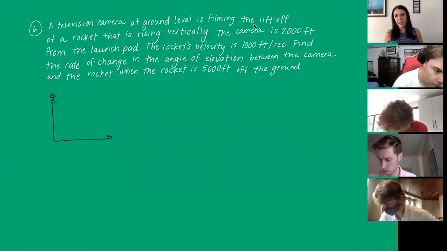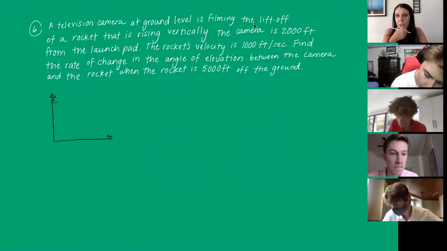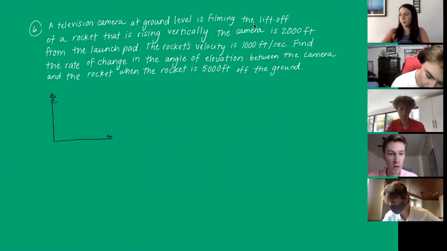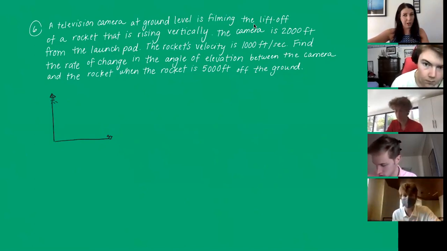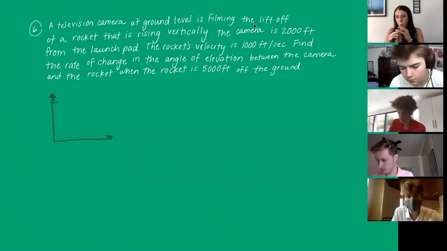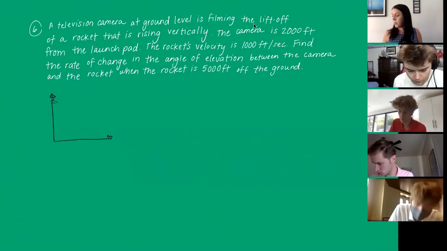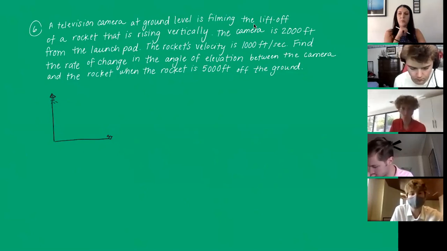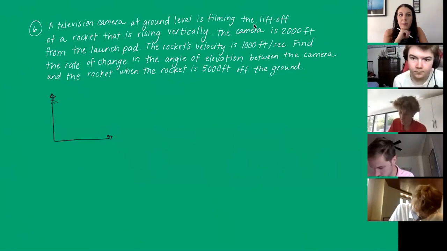Take a second and write down your given information. I'm going to give you guys a minute to write down your given information. Again, we're dealing with a triangle, so maybe choose variables that we've been using. Make sure you label anything that's constant.